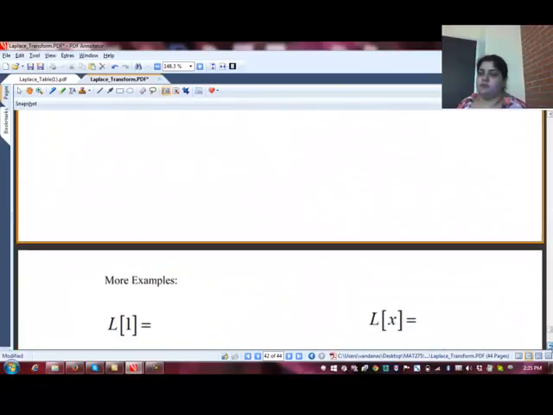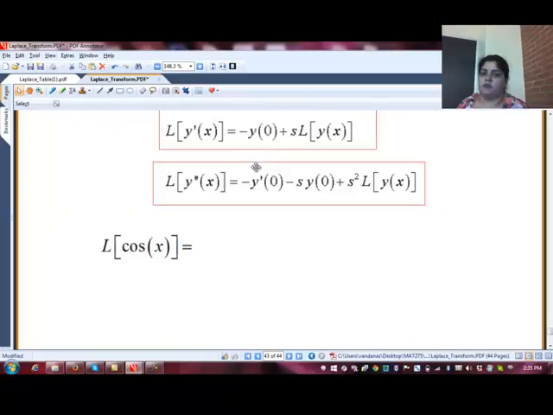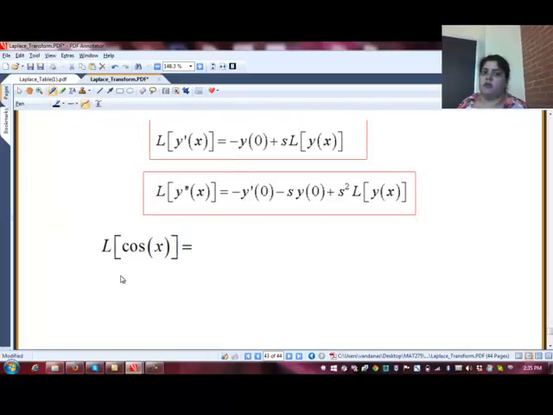So you're going to say the Laplace transform of cosine x is equal to the double prime of it, right? Cosine x. But then I have to solve that one. So somehow I want to use these two formulas and I want to compute the Laplace transform of cosine x. I don't want the solution, I just want cosine x.